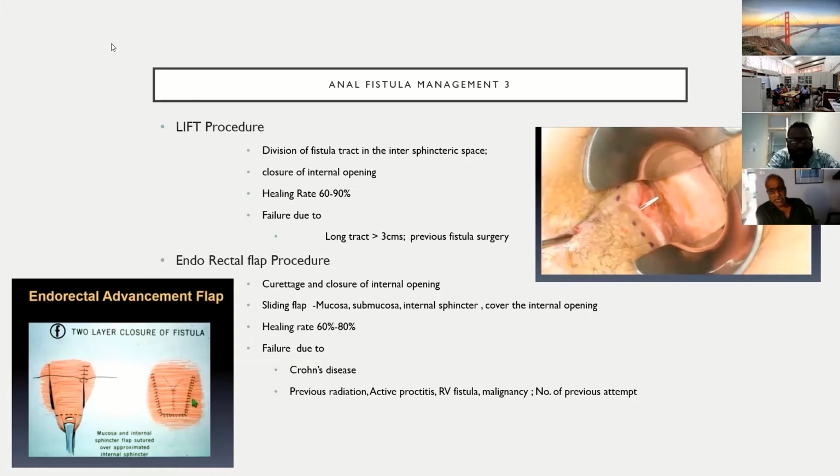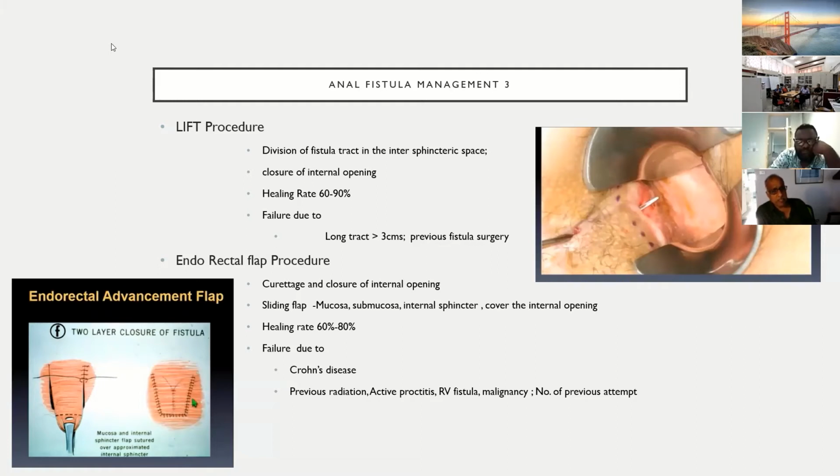The healing rate is variable, about 60 to 90%. Failure is due to a long tract, more than 3 centimeters, and previous fistula surgery. Sometimes the intersphincteric part of the fistula might close up, and you will end up with an intersphincteric fistula, and this can be dealt with as a simple fistulotomy.